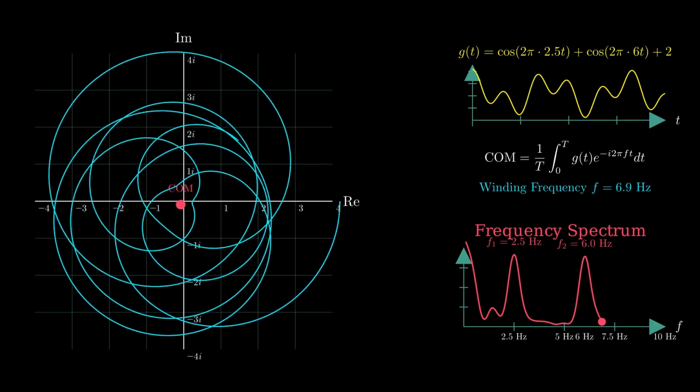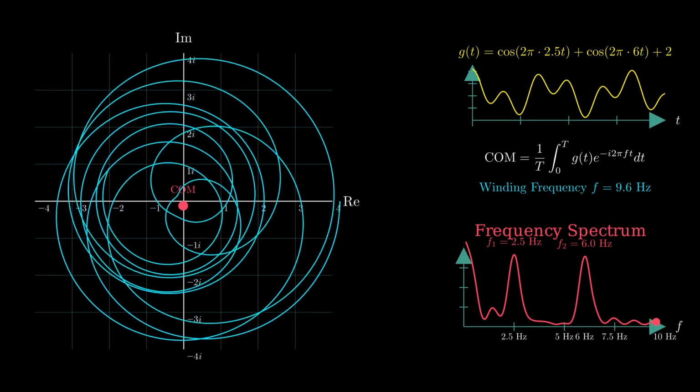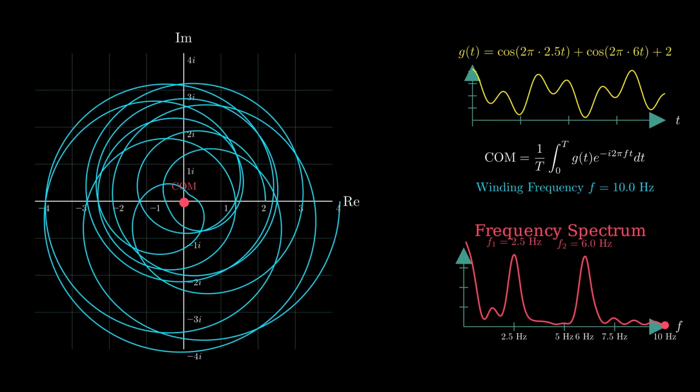A peak near zero frequency represents the signal's DC component, the constant baseline offset or average value that pulls the unwound wave away from the origin.